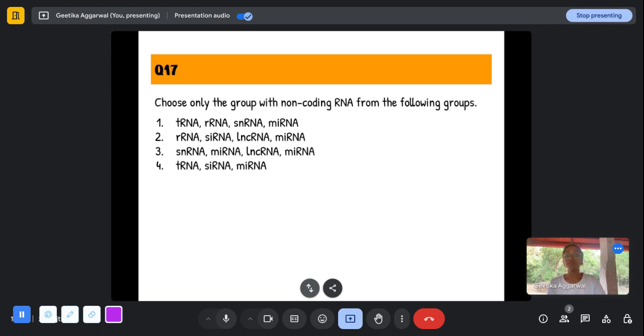Last question for today. Choose the group which only has non-coding RNAs from the following groups: tRNA, rRNA, snRNA, miRNA; rRNA, siRNA, lncRNA, miRNA; snRNA, miRNA, lncRNA, miRNA; or tRNA, siRNA, and miRNA. So, which of these has only non-coding RNAs?